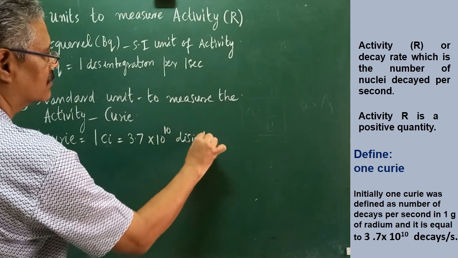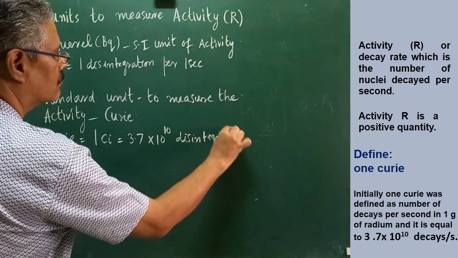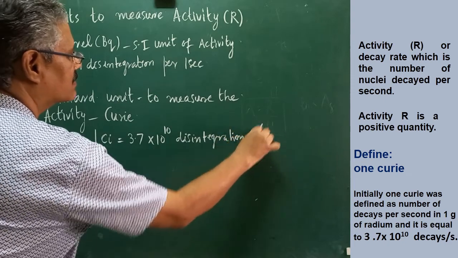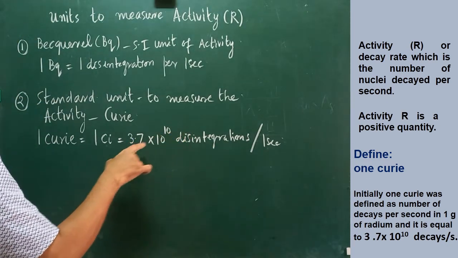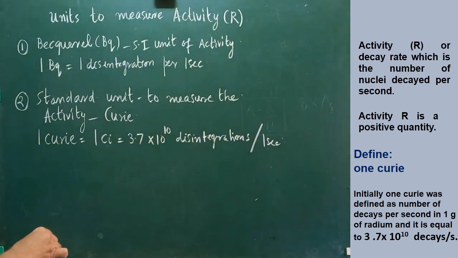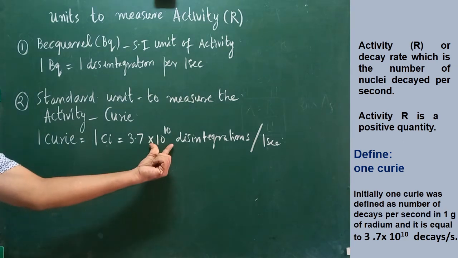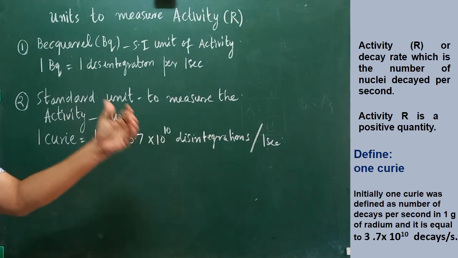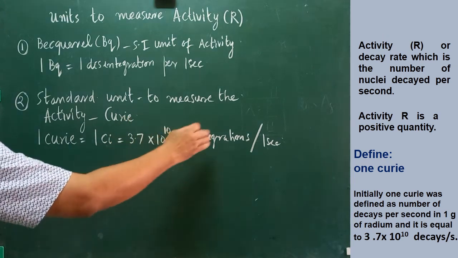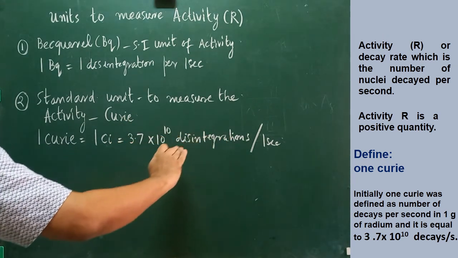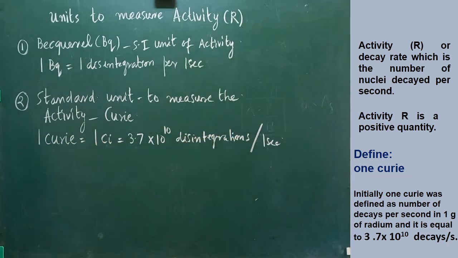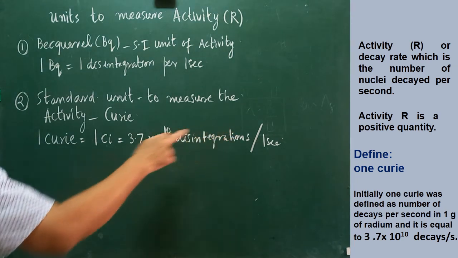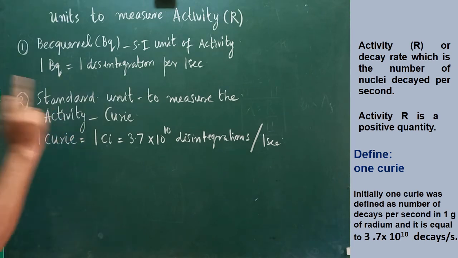disintegrations. If this many disintegrations are happening within 1 second, that is, this many atoms have to get decayed, that is called disintegration. If this many disintegrations are happening in 1 second, that is called 1 Curie. 3.7 into 10 to the power of 10 disintegrations are happening in 1 second. That activity is called 1 Curie.